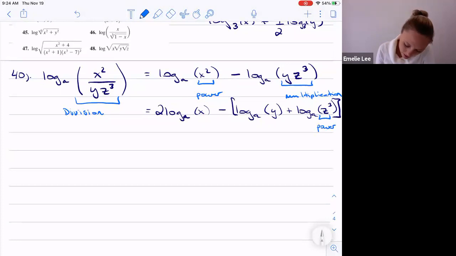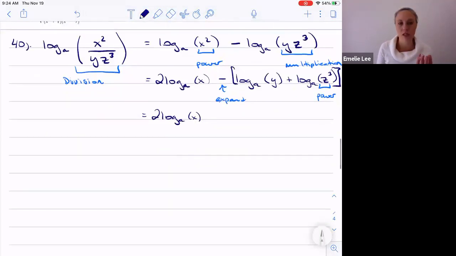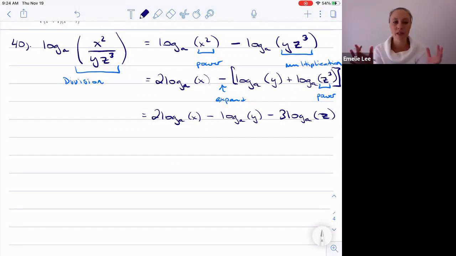Okay. And we can expand this negative inside, right? So we have 2 log base a of x, that's expanded as much as I can, minus the log base a of y, minus 3 times the log base a of z. Now this is completely expanded.